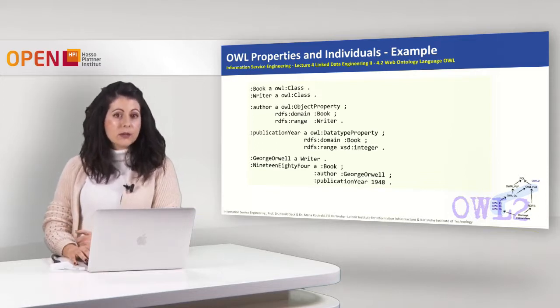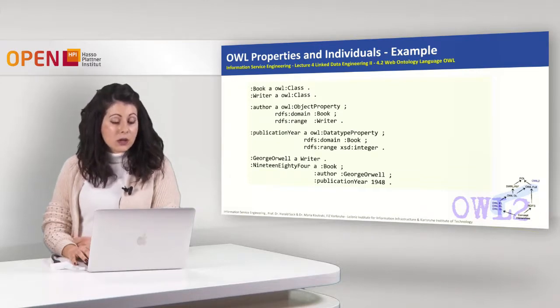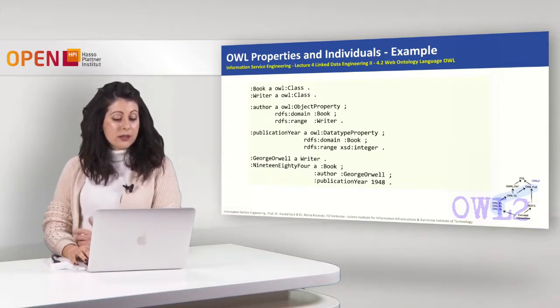And let's see how we now use these classes and properties by defining instances. So we start and we define an instance George Orwell as type Writer, and then 1984 as being a Book. And then there is a property between 1984 and George Orwell, which is author.